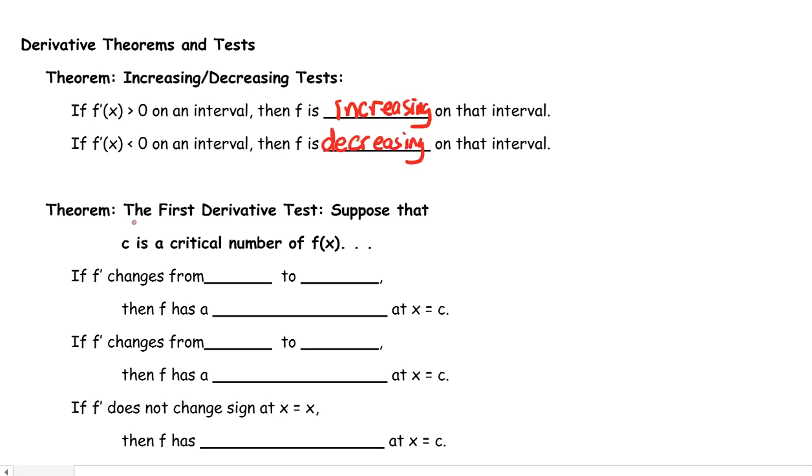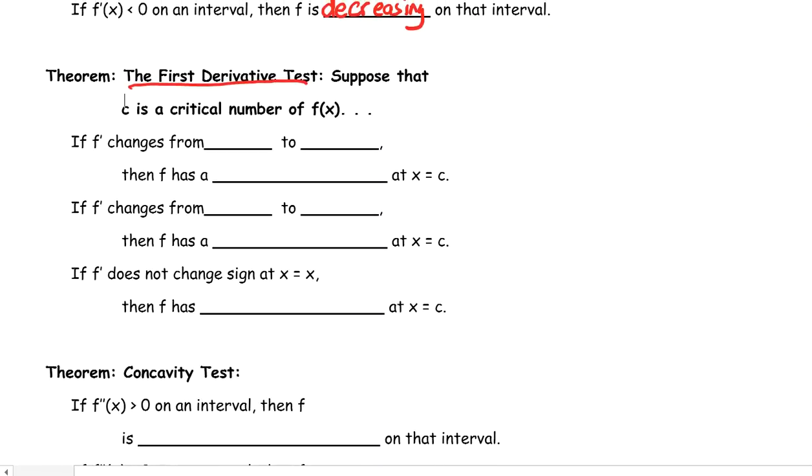The first derivative test, this is actually the name of the theorem. The first derivative test says, suppose that c is a critical number. You just learned what that is. A critical number is where f prime is equal to 0 or where f prime is undefined. So the important things in extrema happen when the critical numbers occur.